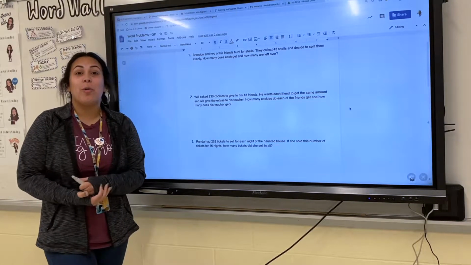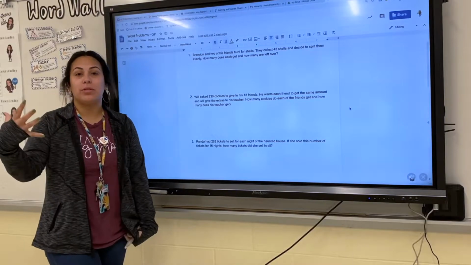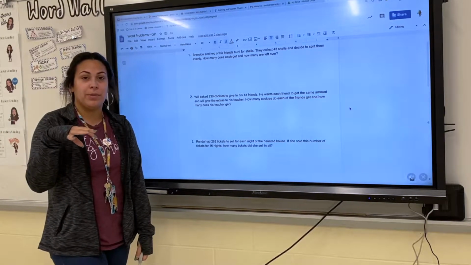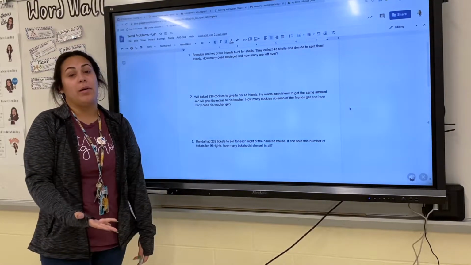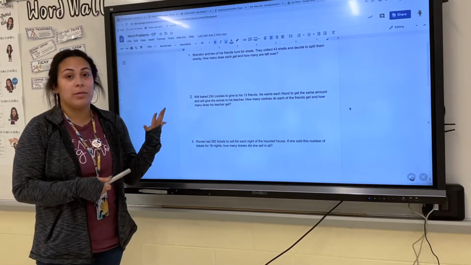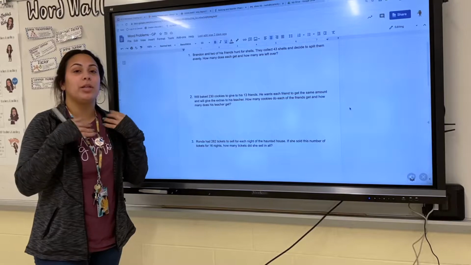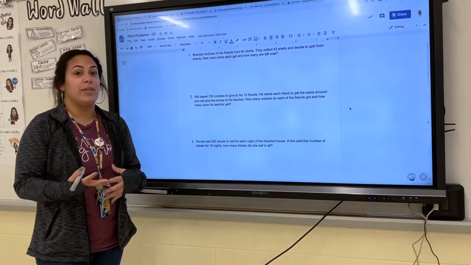Hey y'all, so in today's lesson, we are combining what we learned with multiplying multi-digit whole numbers and dividing multi-digit whole numbers, and we're putting it to action with solving word problems. Now, the word problems are not labeled, so we're gonna have to actually read the word problems and figure out if we're multiplying or if we're dividing.